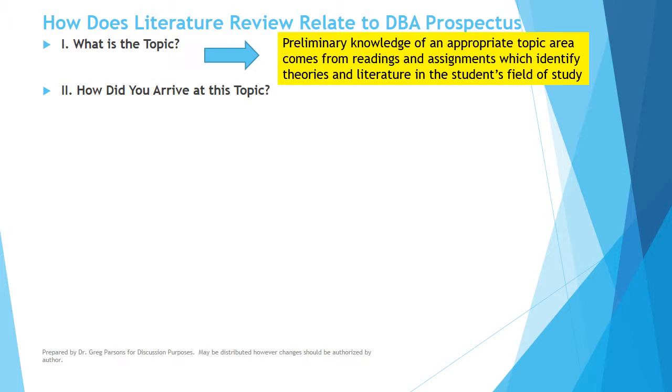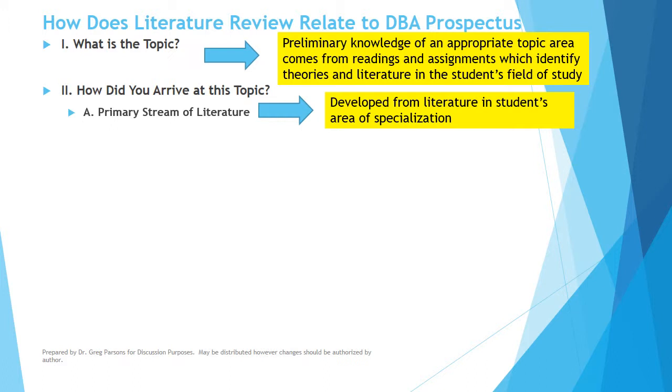And the second question is, so how did you arrive at this topic? And here we go into the streams of literature. The primary stream, which should always come from their specialization. Okay. Well, obviously that's going to be developed from the literature. Whether you want to call it the literature review, which is the formal document that gets written, or you want to call it the process of reading the literature, this is how you come up with the ideas about how your topic is built upon work that's previously been done.